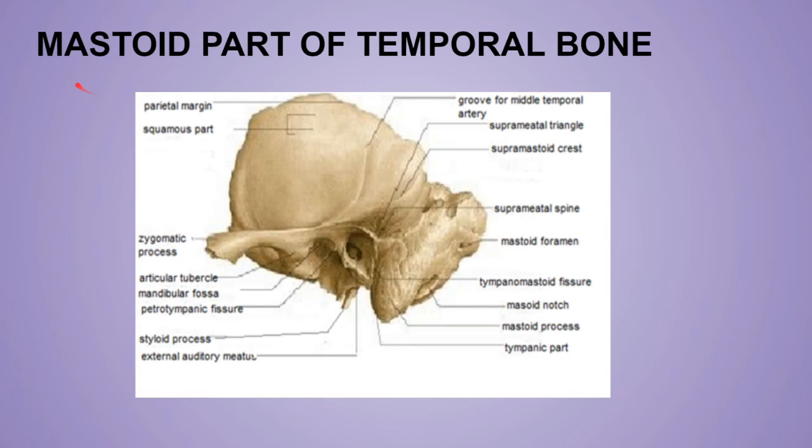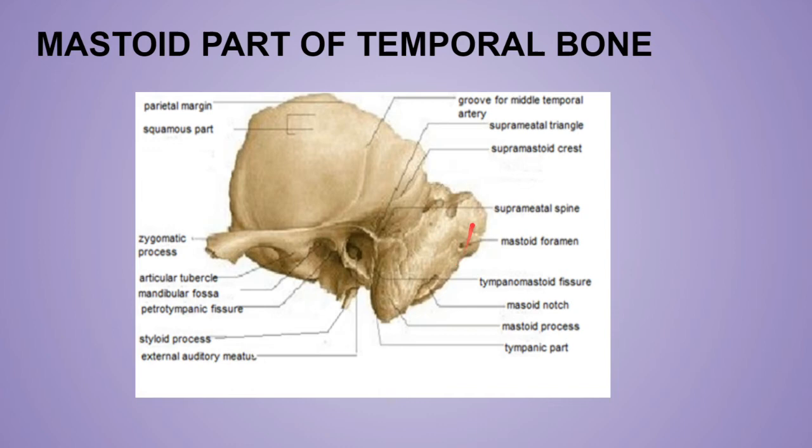Okay, now the mastoid part of the temporal bone. The mastoid part of the temporal bone lies just behind the external acoustic meatus. This is the mastoid process of the temporal bone. Now the mastoid temporal bone articulates posterior-superiorly with the parietal bone by the parieto-mastoid suture, and posteriorly with the occipital bone by the occipito-mastoid suture.